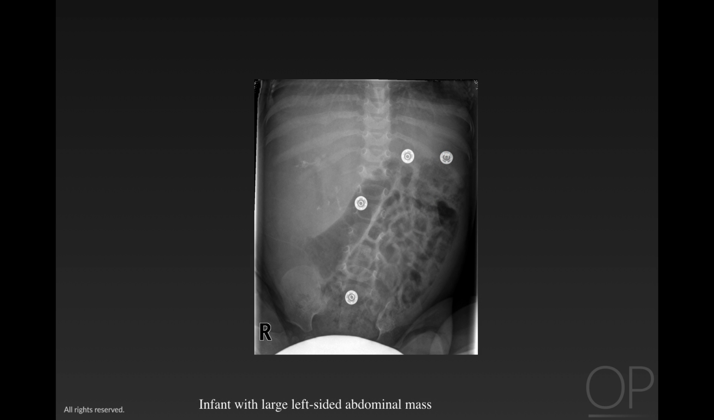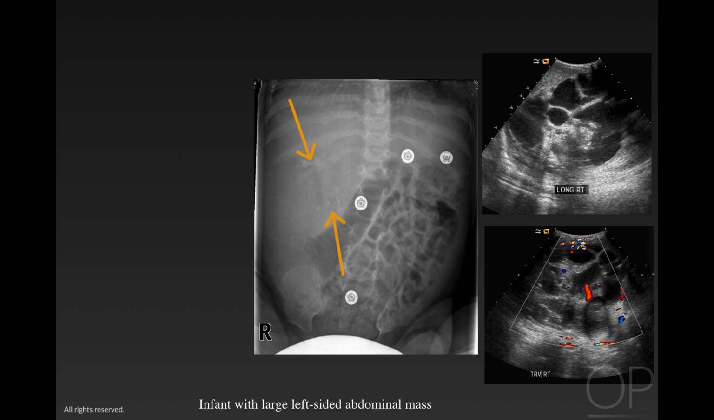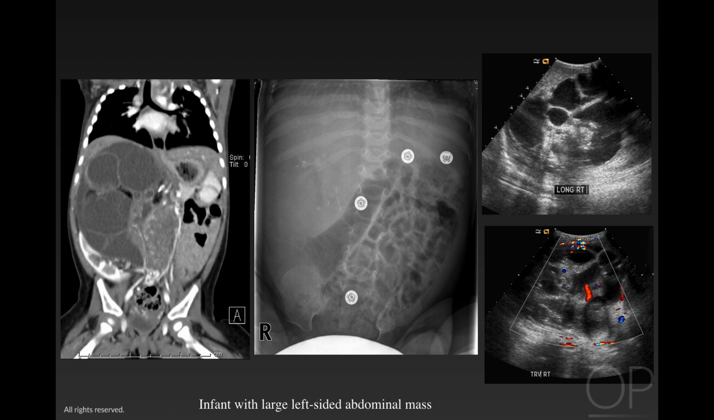Another baby with a large left-sided abdominal mass where the radiograph shows a pattern of amorphous calcifications in the right flank. An ultrasound shows a mass with mixed cystic and solid components. A CT was performed showing displacement of the right kidney inferolaterally by a large cystic and solid mass in the retroperitoneum. At biopsy, it was shown to be a retroperitoneal teratoma.